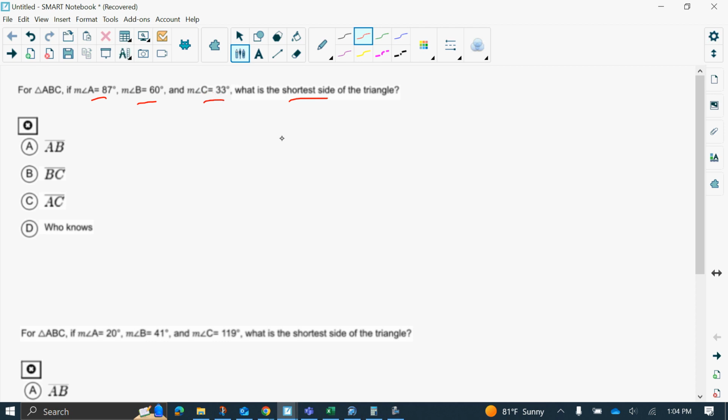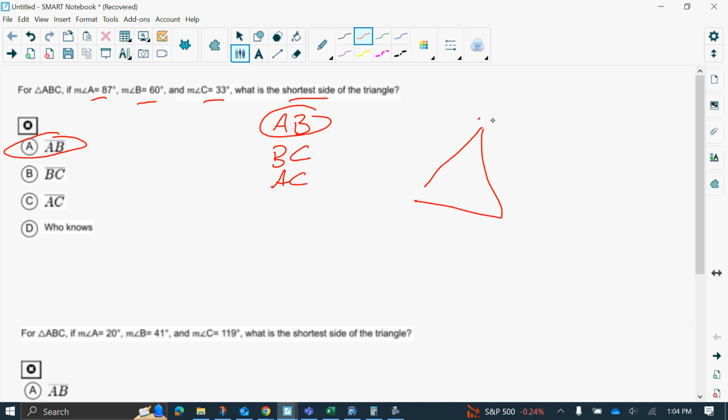So, we've got sides AB, BC, and AC. Well, across from C would be AB because it's the only side that doesn't have a C. So there's our shortest side. And if you want a visual, A, B, C, across from it is AB.